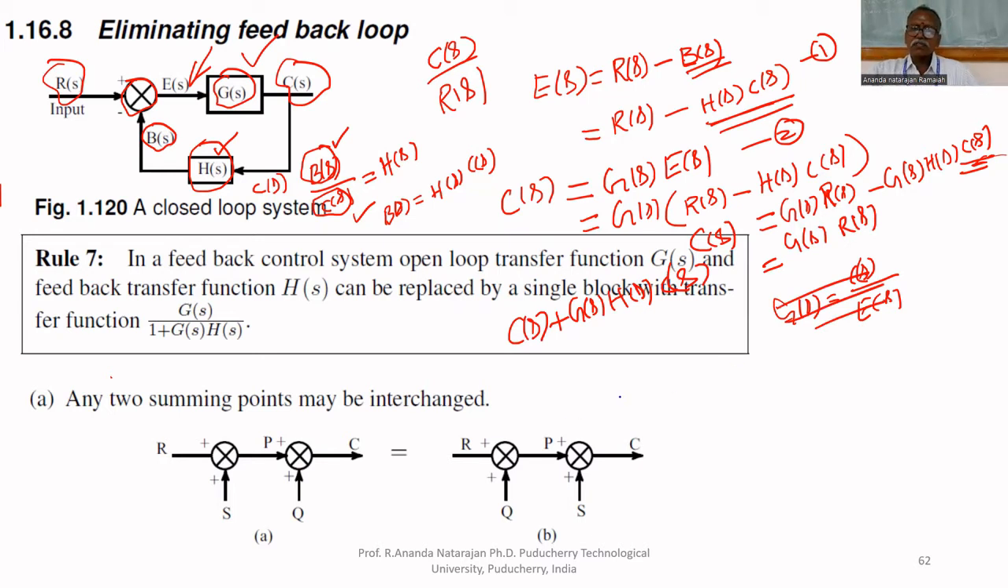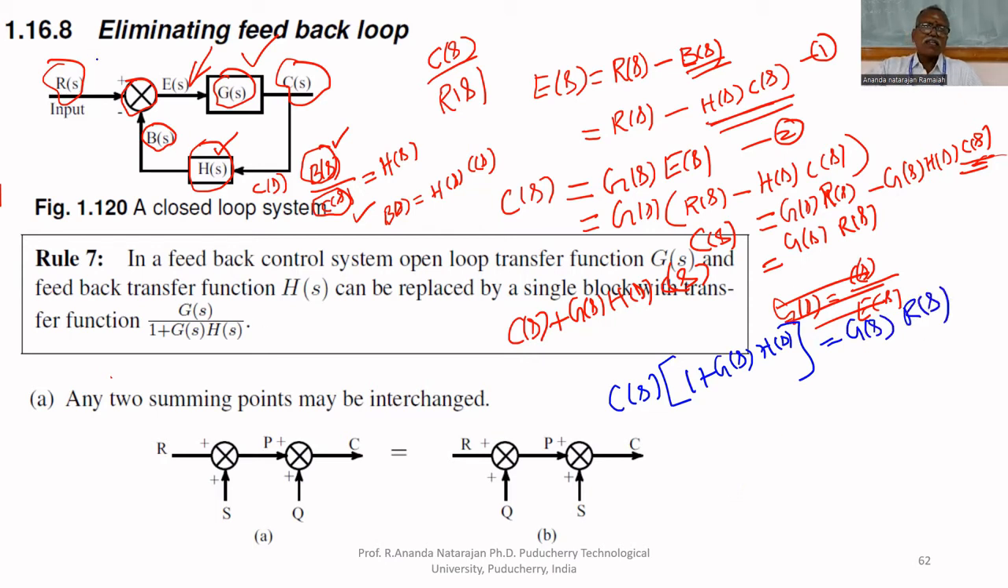G of S, R of S. Therefore, I can take the C of S outside. Therefore, C of S times (1 plus G of S, H of S) equal to G of S, R of S.